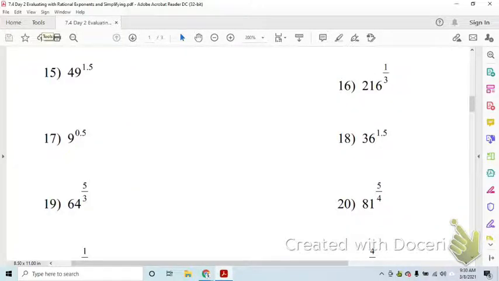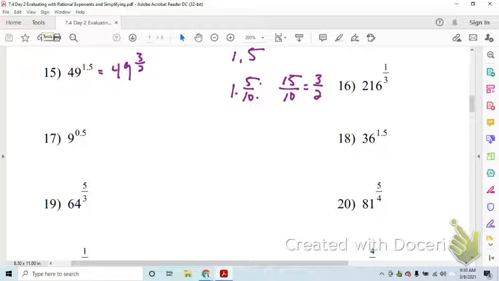Okay, so now, ladies and gentlemen, we have some decimal exponents here. Don't let these freak you out. Now, 1.5. It's the same thing as 1 and 5/10. Well, if I'm converting that over to an improper fraction, 1 times 10 is 10 plus 5 is 15. So it'd be 15 over 10. And if I simplify that, I divide by 5 and end up getting 3/2. So this is the exact same thing as 49 to the 3/2 power. Okay, that's all you really have to do first.